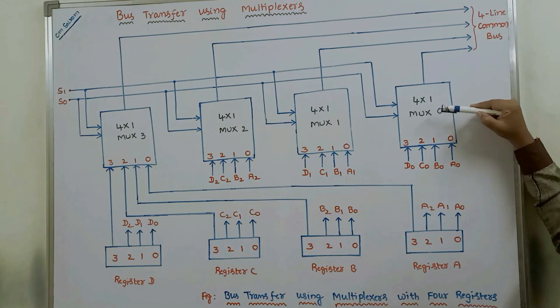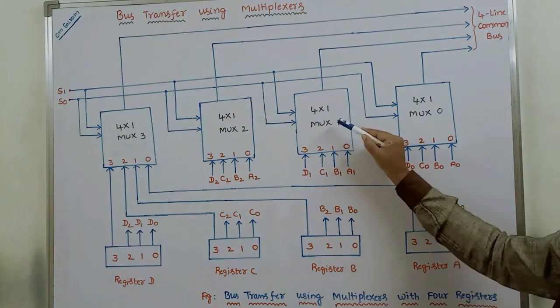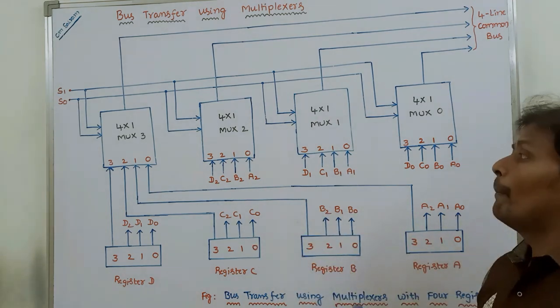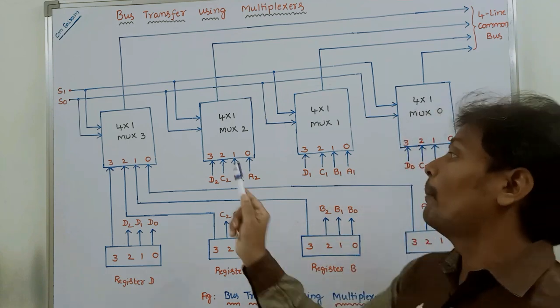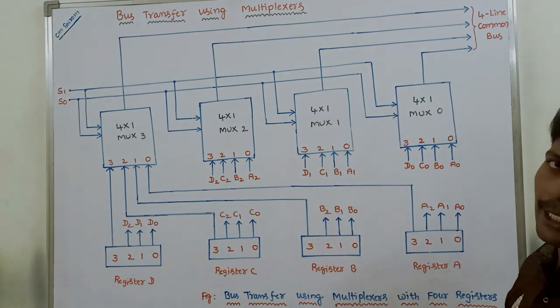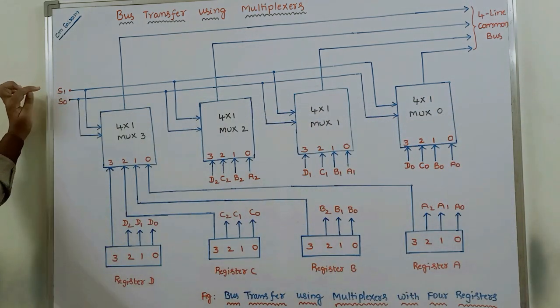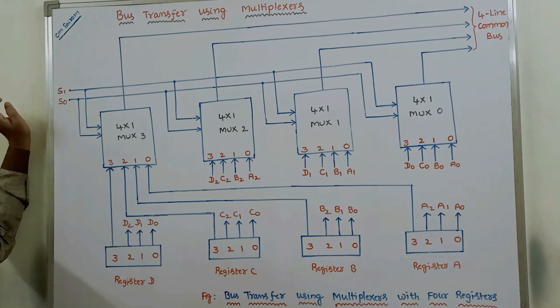So multiplexer 0 multiplexes only the 0 data inputs of 4 registers. Multiplexer 1 multiplexes only the 1 data inputs of 4 registers. Multiplexer 2 multiplexes only the 2 data inputs of 4 registers. Multiplexer 3 multiplexes only the 3rd data input of 4 registers. Okay. By using the selection lines, S1, S0 equal to 0, 0, we have to select the 0 data input of the 4 multiplexers.